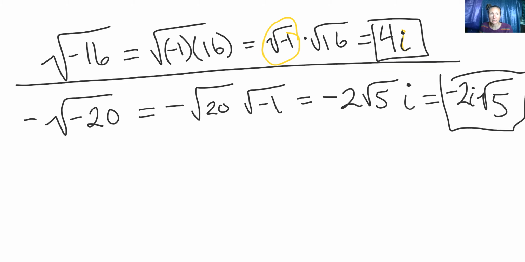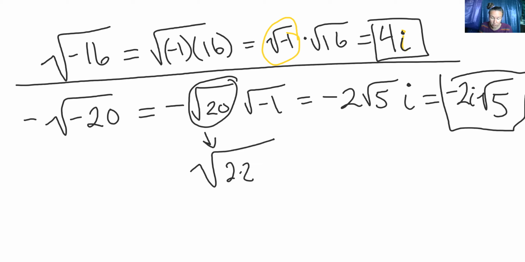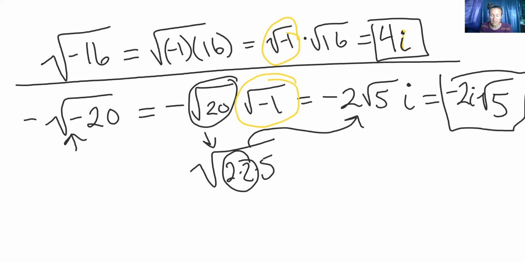That's how we would rewrite it. Okay. And if you're just a little confused, this 20, remember, is 2 times 2 times 5. So the square root of that 2, and that's how I got this 2 root 5 here. All right. So that's how you deal with the negative sign inside the square root. You factor it out as a -1, which then becomes an i. All right.